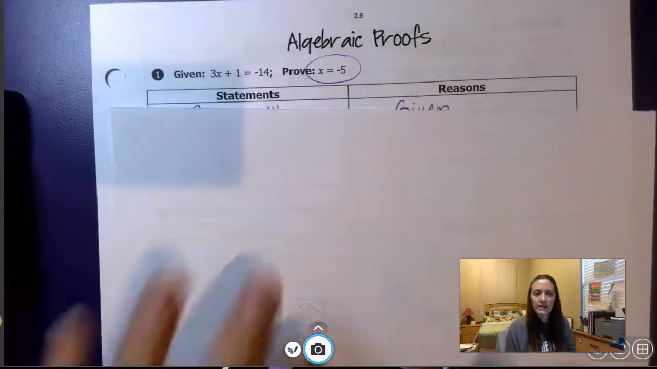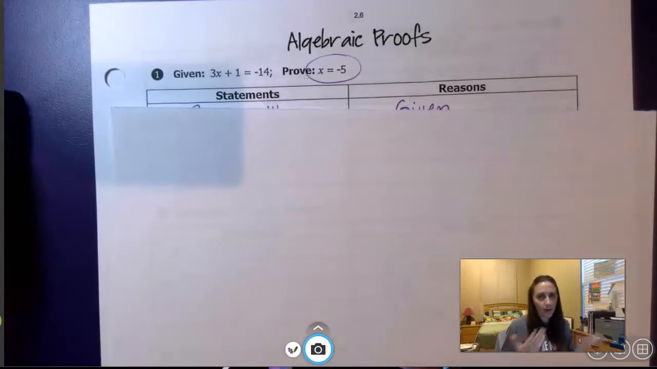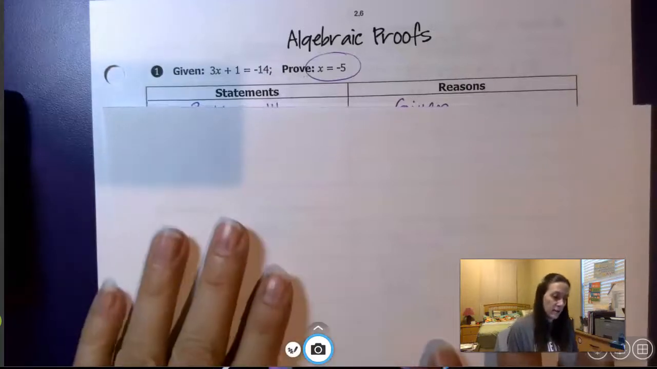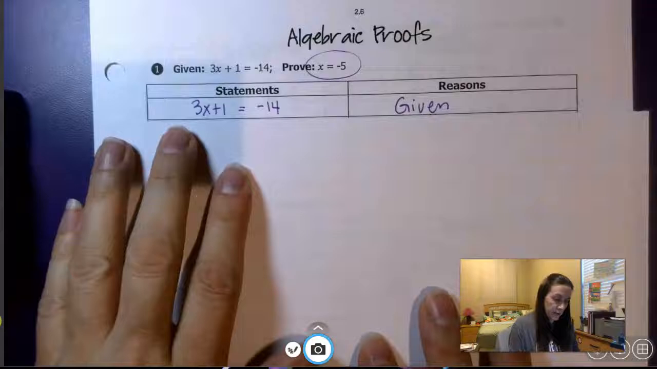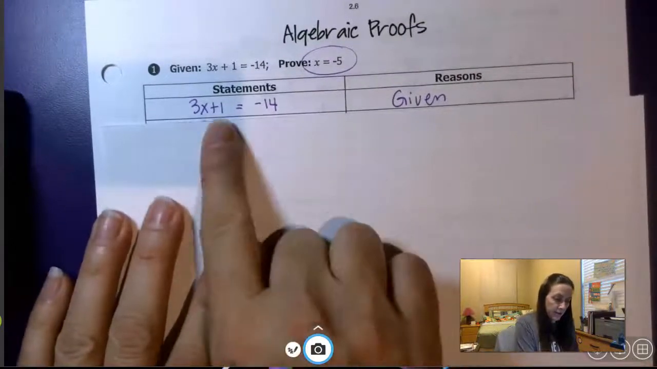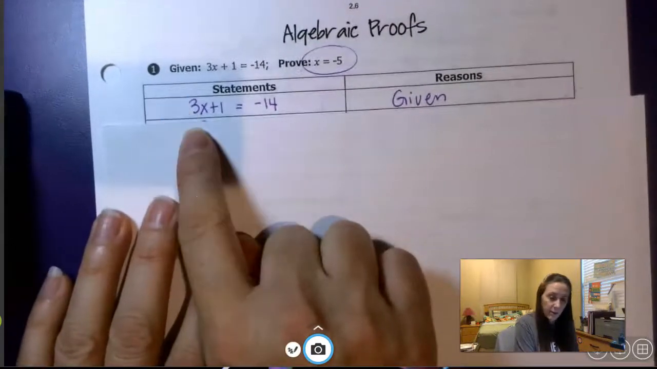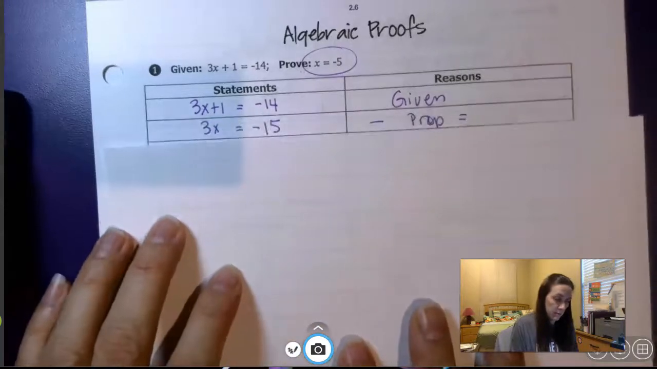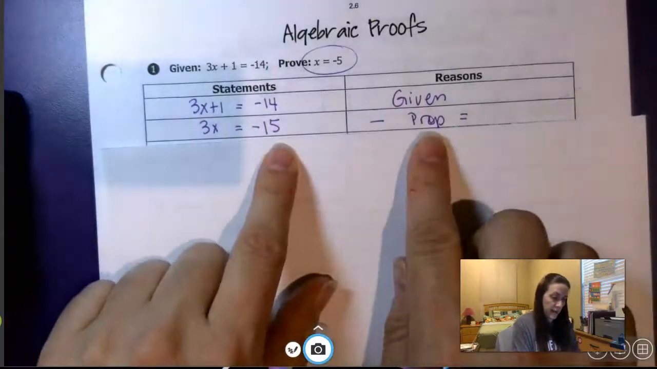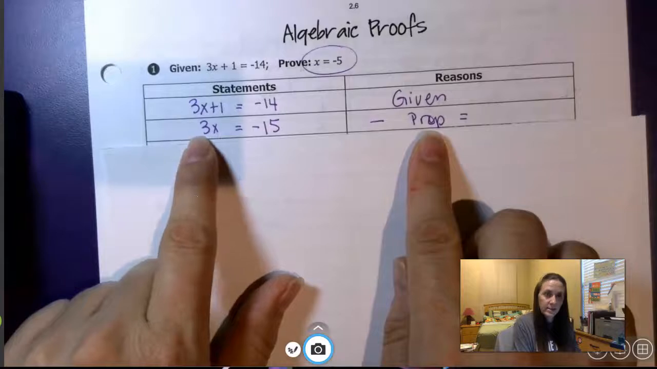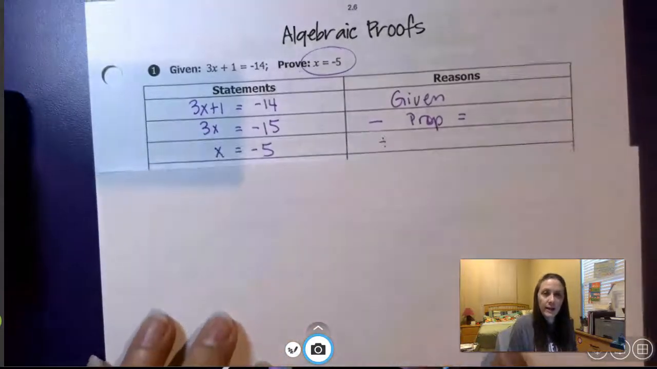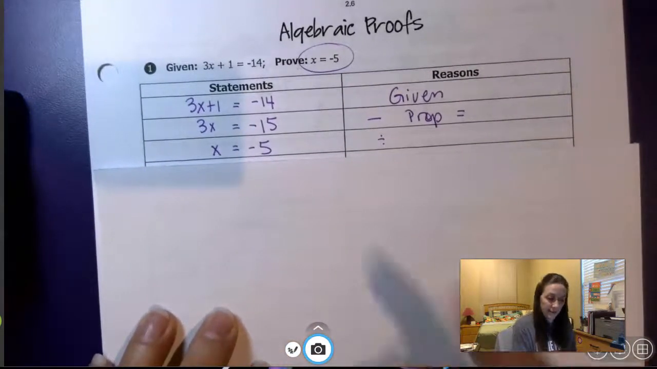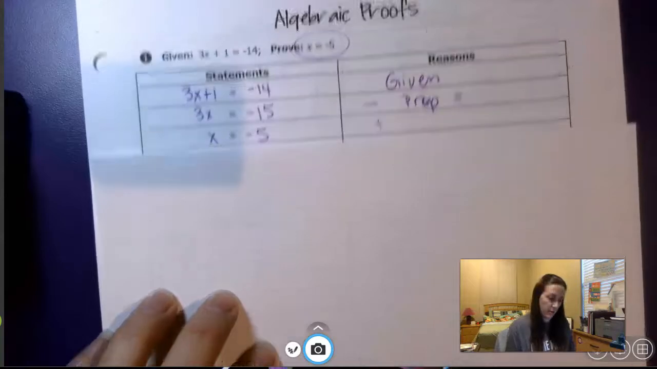Okay, so these proofs are completely blank, and we'd have to fill them all in, but it's fine. They're algebraic equations. We know how to do these. So our given goes first, and then here I'm going to get that variable by itself, isolate the variable. I'm going to subtract 1. The subtraction property, I get -15. Now I want to get that x by itself again, divide by 3. And I get x equals -5. And I divide it. So you just say what you're doing.